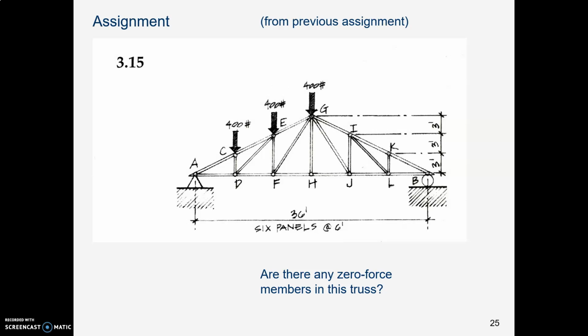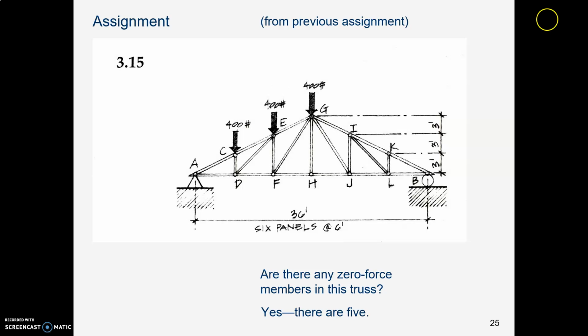Well, let's think again about this truss that you are beginning to draw from your assignment from last time, and maybe you have already drawn the free body diagram of the truss as a whole. You've got your reactions drawn, you've got your forces drawn. Now you want to think about, are there any zero force members in this truss? Yes, there are 5 zero force members in this truss.